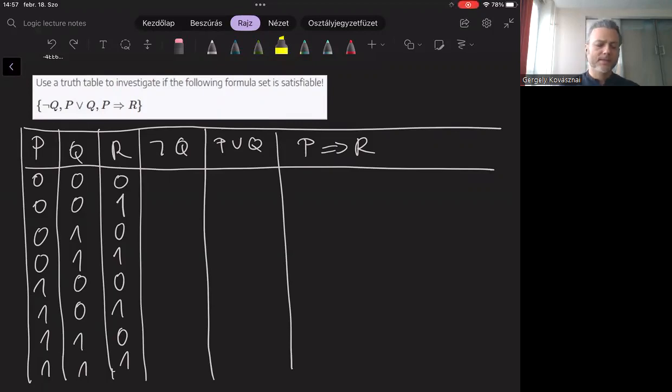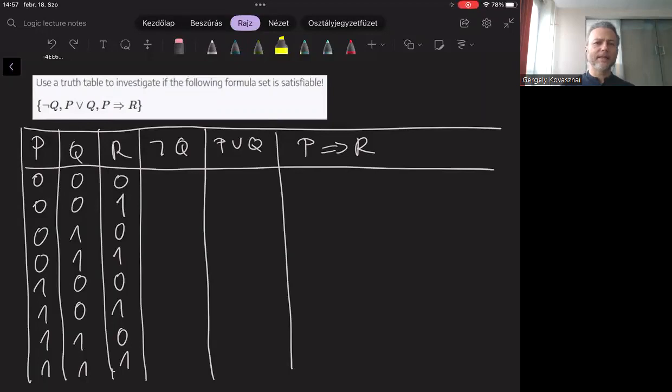In this exercise, we are given a formula set, which includes 3 formulas, and we have to prove that this formula set is satisfiable. What does it mean? It means that we have to prove that all those formulas can be true at the same time. What does this mean exactly?